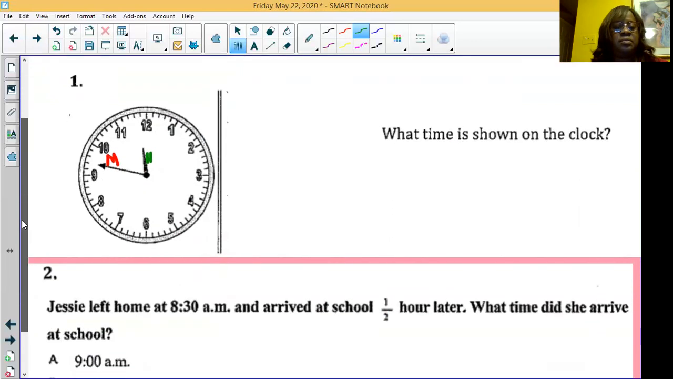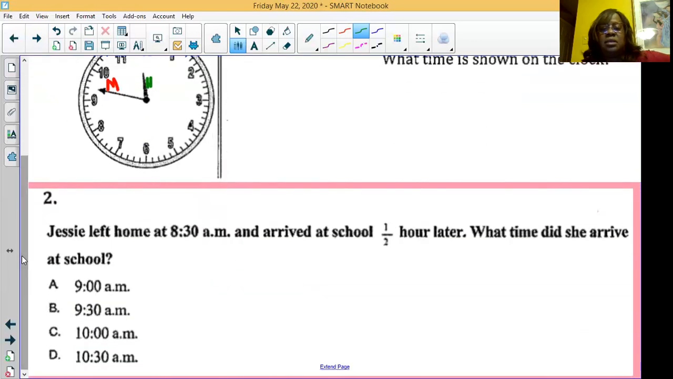Then let's go to problem 2. Problem 2 says, Jessie left home at 8:30 and arrived at school 1.5 hours later. What time did she arrive at school? So we know the start time here, this is the elapsed time. You have to figure out what the end time is. Remember, half of an hour: 1 hour equals 60 minutes. Then what's half of 60? And that'll help you with that. Okay?